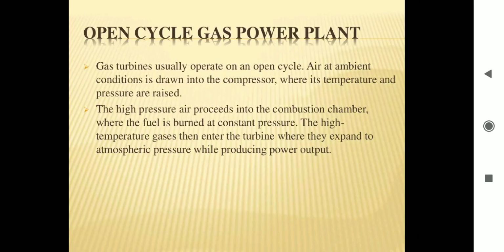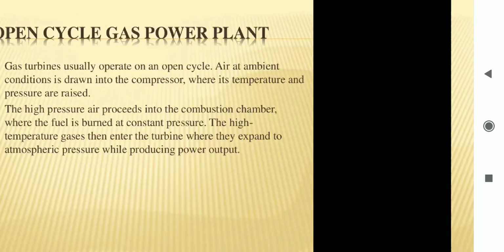In the open cycle, gas turbine plants usually operate in an open cycle, as we know. Most gas turbine power plants operate in an open cycle. Air at ambient condition is drawn into the compressor, where its temperature and pressure rise. So high pressure air goes into the combustion chamber, where the fuel is burned at constant pressure, and then high temperature gases enter the turbine, where they expand to the atmosphere, and the pressure drop helps produce the power. Like that, the power is produced.